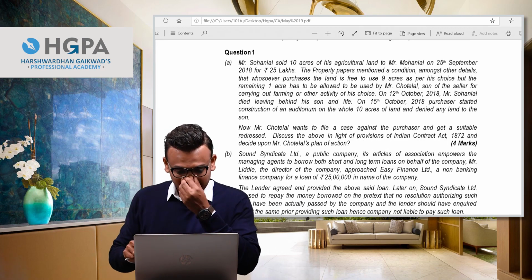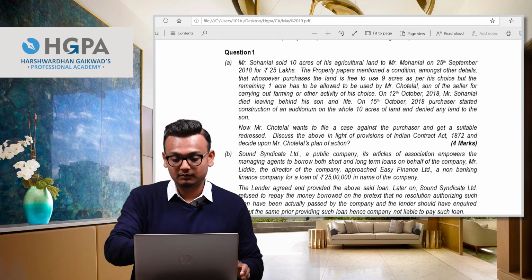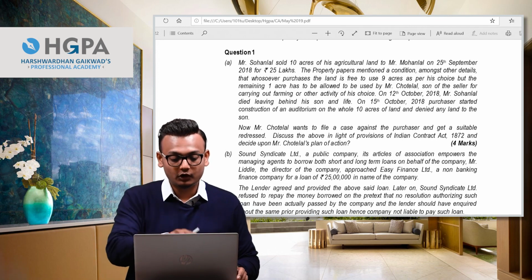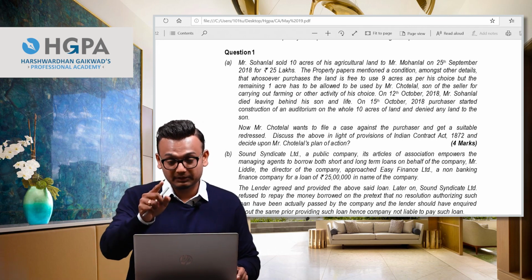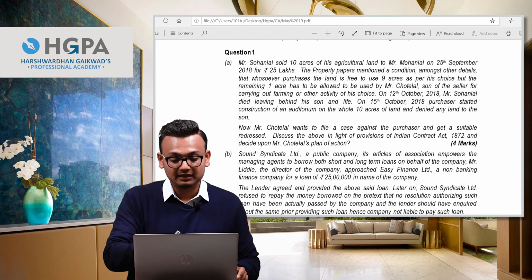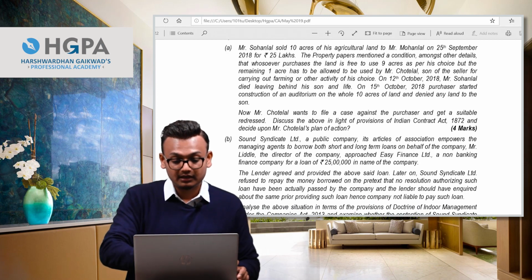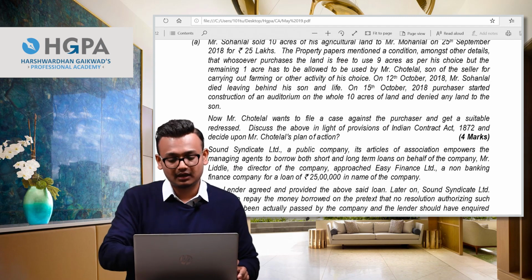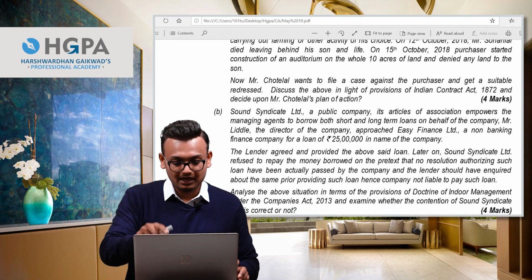Mr. Sohanlal sold 10 acres of his agricultural land to Mr. Mohanlal on 25th September for 25 lakhs. The property papers mention a condition among other details that whoever is buying can use 9 acres, but the remaining 1 acre will be used by the boy. Okay, then now I'll not go through the whole question.